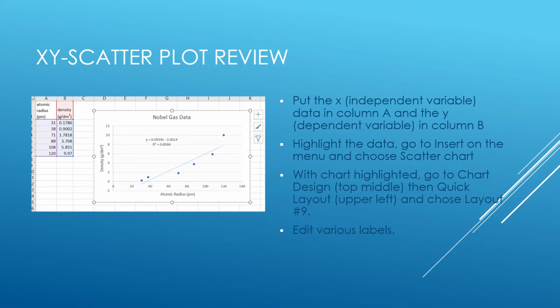So here we have some XY data, some independent variables, which we'll call X, and they're in column A, and some dependent variables, which we'll call the Y's, that are in column B. We've highlighted them. We've gone to the menu and clicked on Insert and chose a scatter chart. And then with the chart highlighted, we've gone to Chart Design at the top middle, and then gone over to the left top and clicked on Quick Layout, and chose Layout number 9 from the drop-down list. And we've edited various labels. And that gave us this XY scatter plot shown.